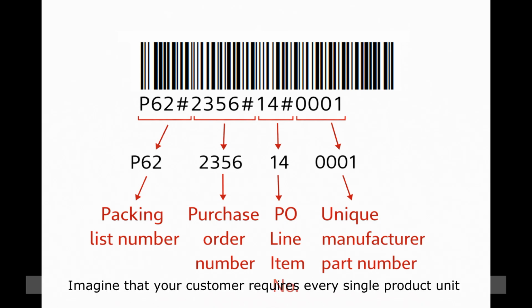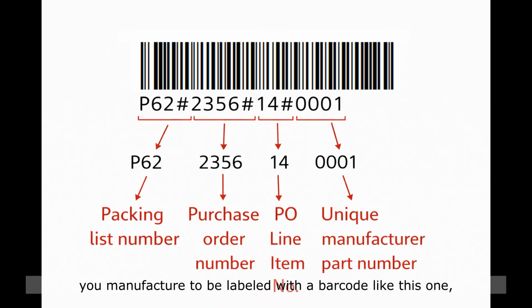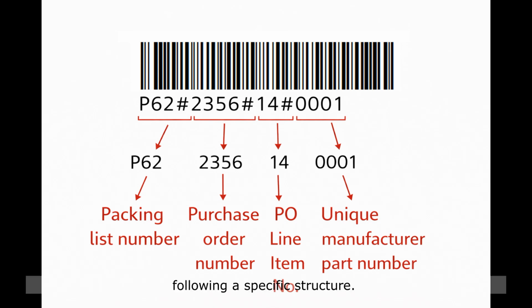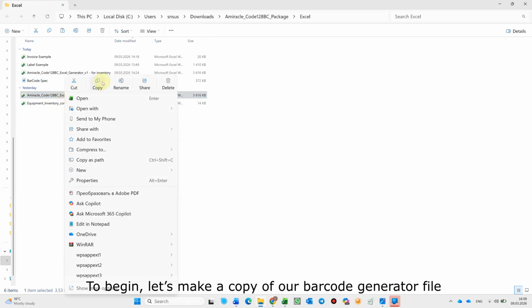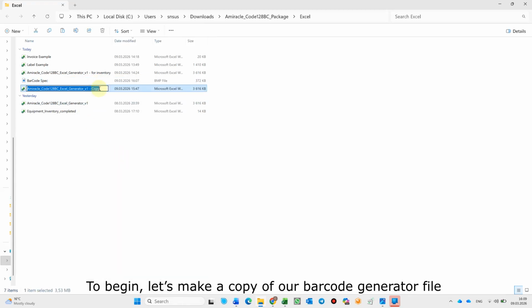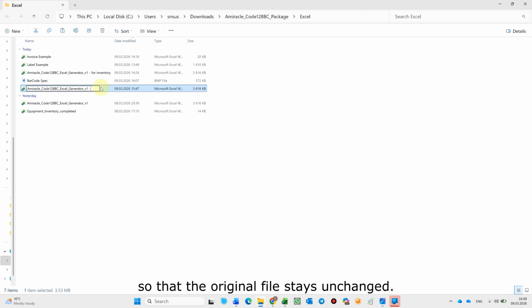Imagine that your customer requires every single product unit you manufacture to be labeled with a barcode like this one, following a specific structure. And now, you need to prepare and print 5,000 labels for a large production batch. To begin, let's make a copy of our barcode generator file so that the original file stays unchanged.